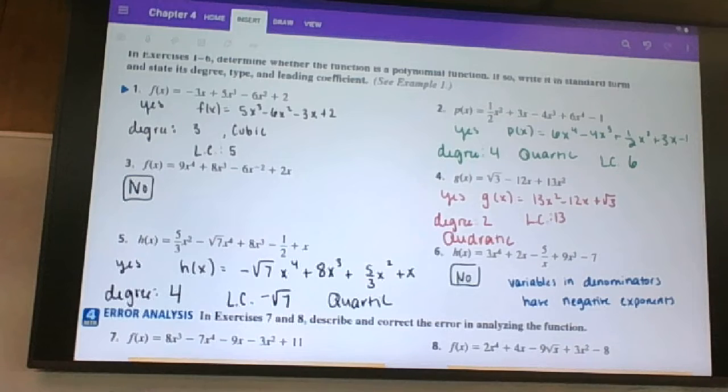So this is from Friday. It was page 311. So I'll pass the test out tomorrow so that you can see them and do corrections.